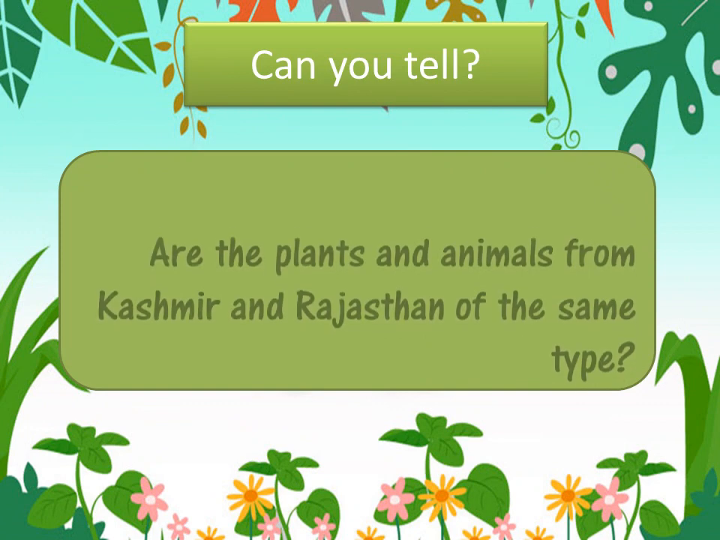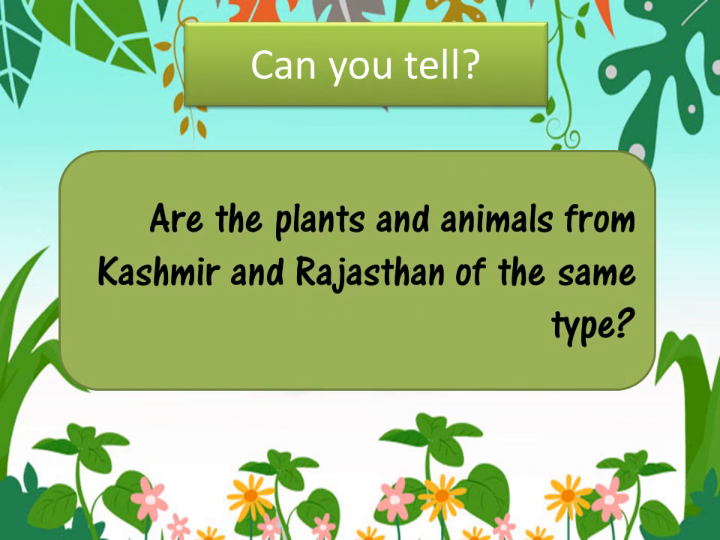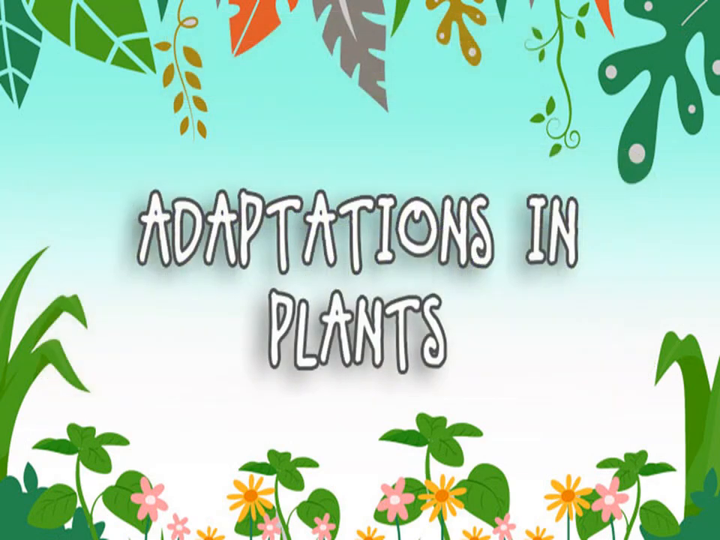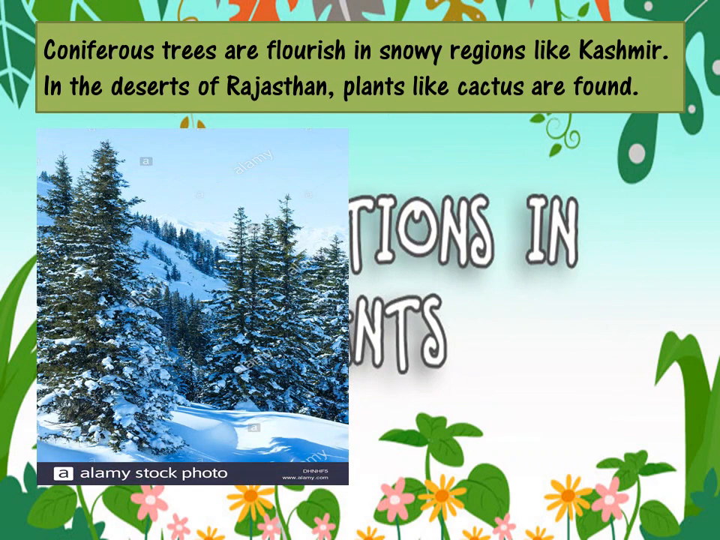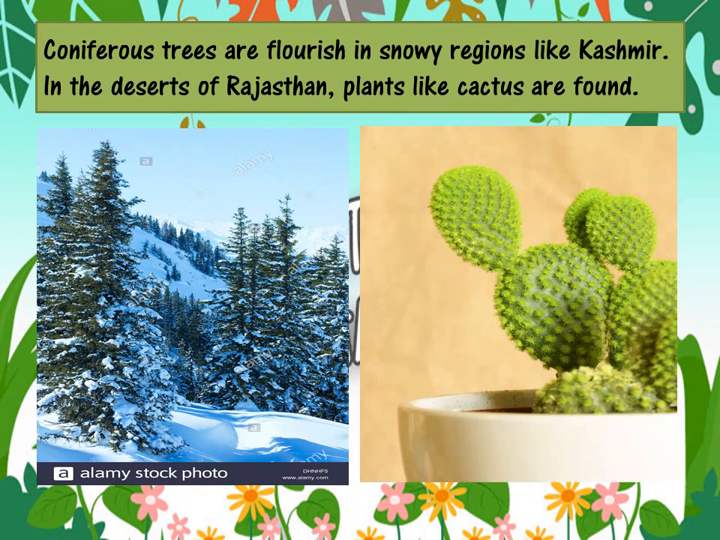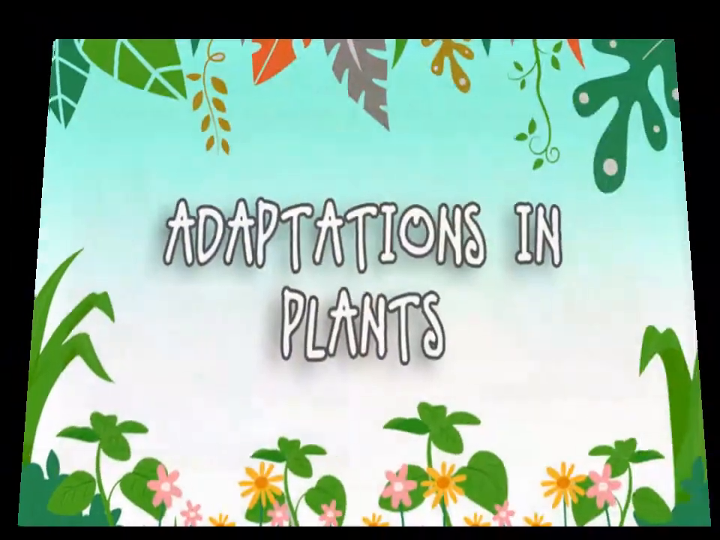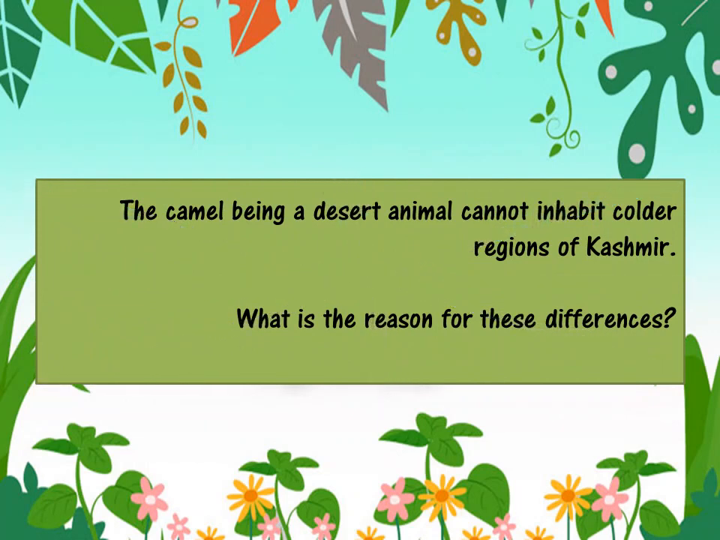Can you tell, are the plants and animals from Kashmir and Rajasthan of the same type? Coniferous trees flourish in snowy regions like Kashmir. In the deserts of Rajasthan, plants like cactus are found. The camel, being a desert animal, cannot inhabit the colder regions of Kashmir. What is the reason for these differences?